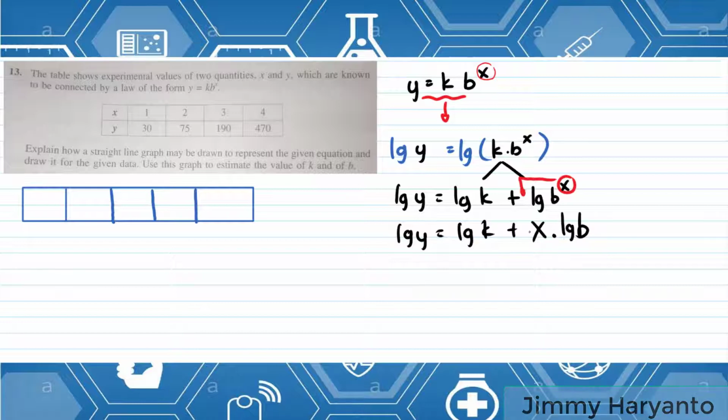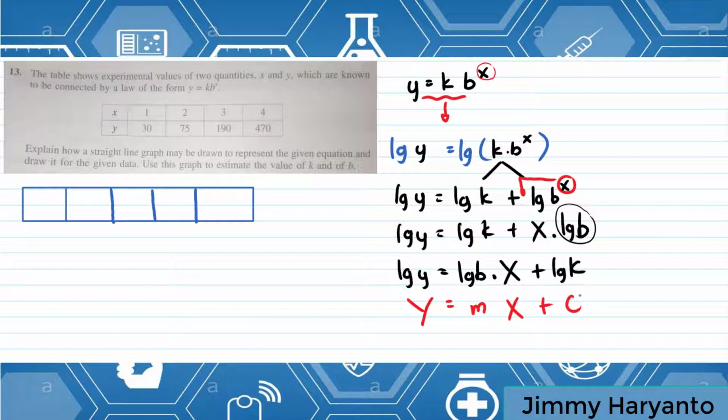And then I will rearrange the position to make it more similar to y equals mx plus c. So y equals, and then m will be this one, lgb times x, plus lgk. So y equals mx plus c.